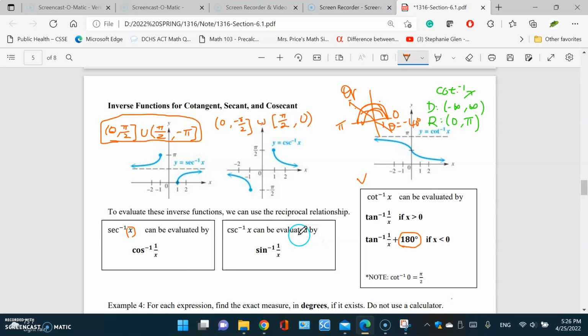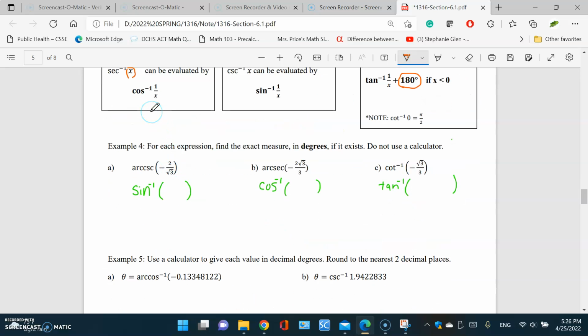Now we take a look at the question. Finding the inverse of the cosecant of negative 2 over root 3. So we just rewrite it into the sine inverse, and then you swap the inside term. The negative sign never changes. If there is a negative sign, it's there. You only swap the numerator and the denominator. So once I swap, it turns to negative root 3 over 2.